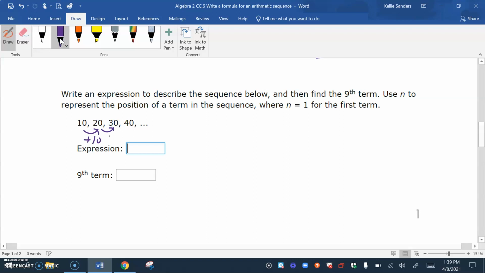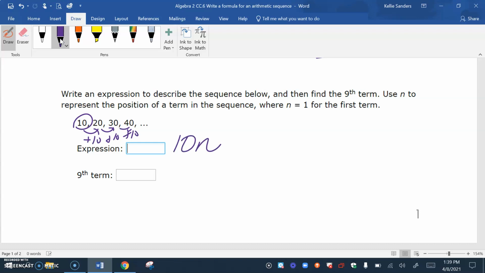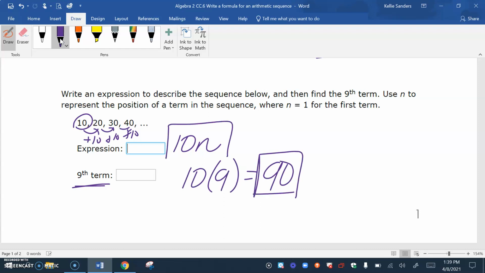Plus 10, plus 10, plus 10, and this is 10. So our expression is going to be 10n. And then we're looking for the 9th term this time. So if we're looking for a term, we're looking for n, and our n is going to be 9. So this is going to be 10 times 9, which is 90.